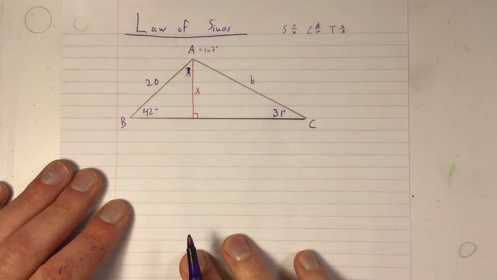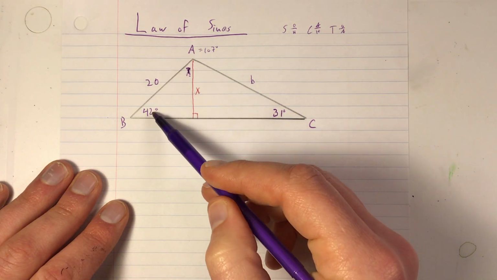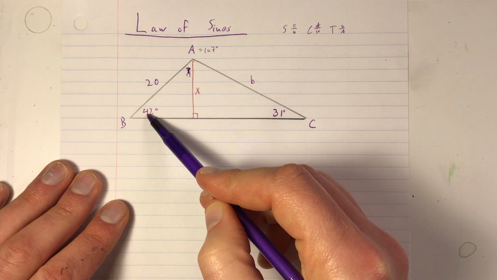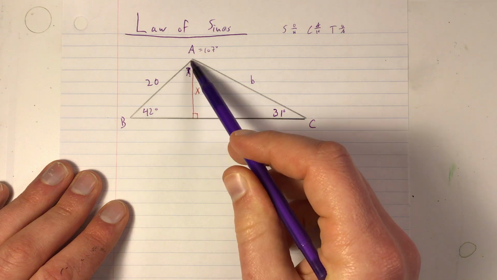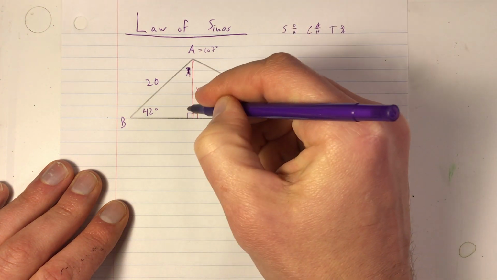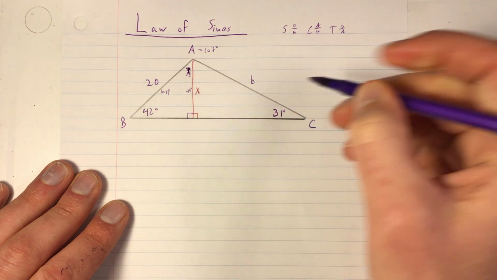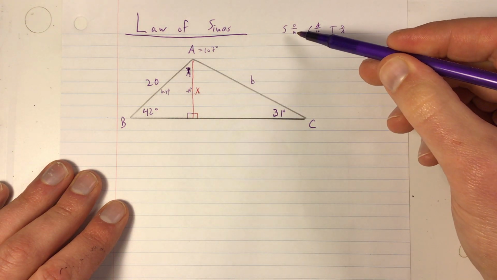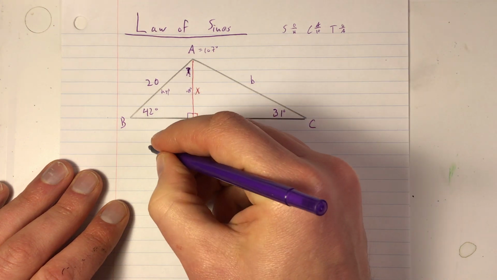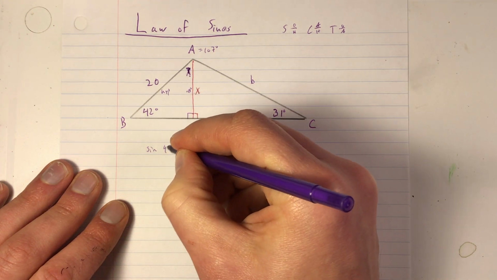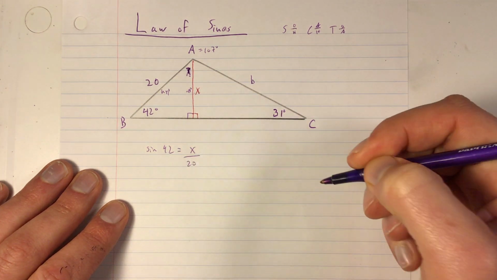So let's see here. For this triangle first, I'm going to figure out X. X is equal to, well, let's see here. That would be the hypotenuse because it's across from this 90-degree angle. Oh, hey, surprise, we got to use sine. So opposite over hypotenuse, I'm going to do the sine of 42 is equal to X over 20.